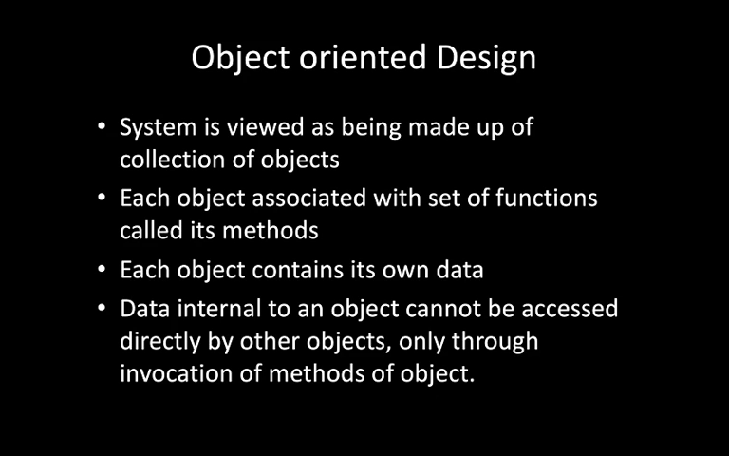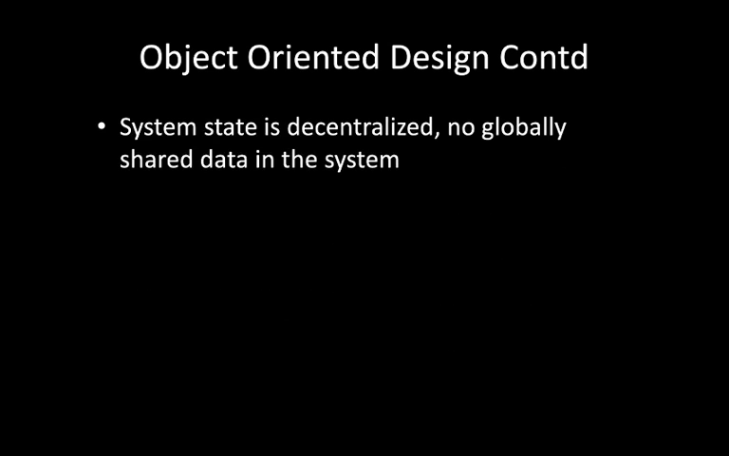So we'll see that data abstraction and all. So here, the system state. In the earlier case of the function-oriented approach, we have a centralized system state, but in the case of the object-oriented approach, there is no centralized state.